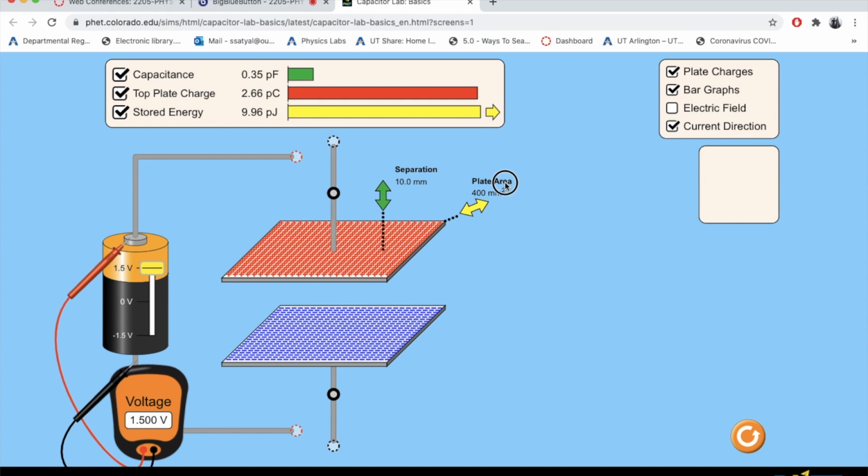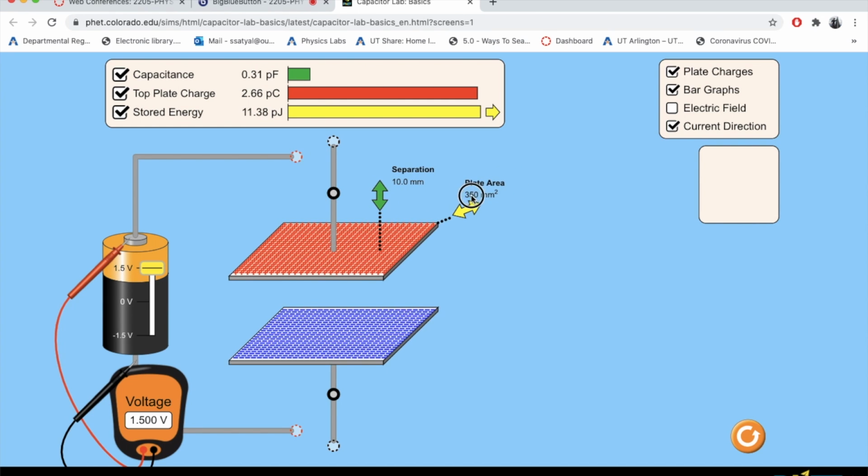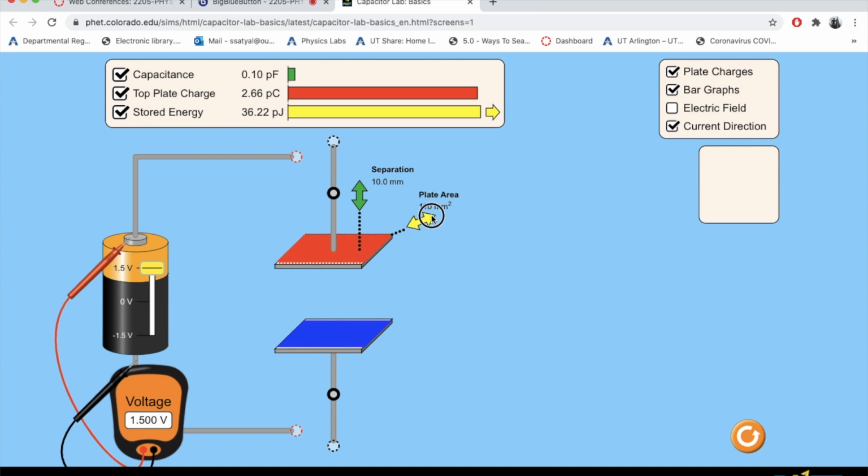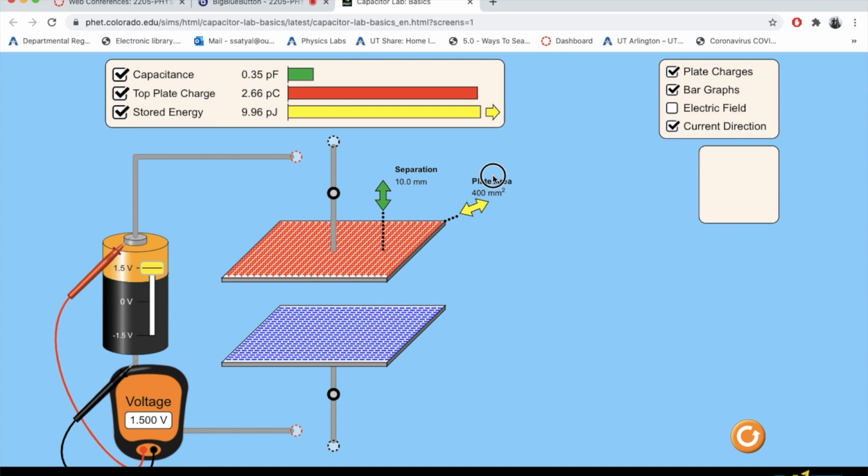So from 9 picojoules, your energy goes to 39 picojoules. However, the capacitance should decrease because capacitance is directly proportional to area, inversely proportional to distance. You decrease the area, your capacitance decreases. You increase the area, capacitance increases, but it's inversely related to the energy.